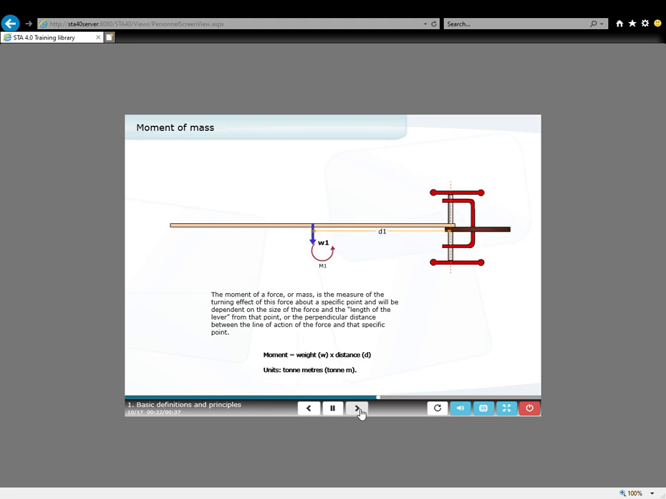Resolution of moments is determined by calculating the difference between the sum of moments creating a clockwise rotation and the sum of those creating an anti-clockwise rotation. The resultant direction of rotation will be in the direction of the larger of these two sums.